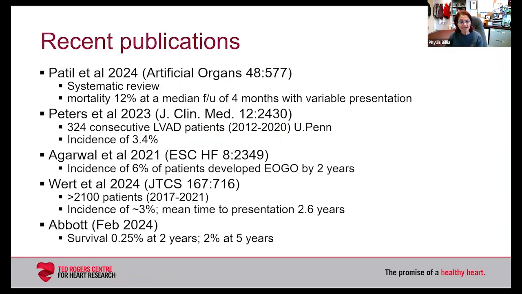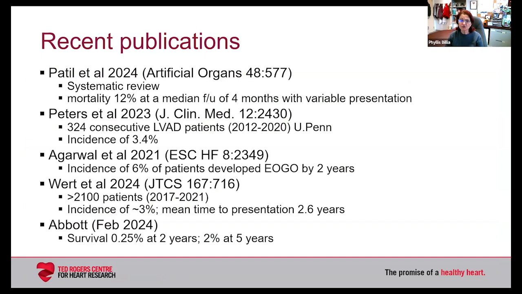If we look at recent publications, there is a systematic review that was just recently published by Patel et al. in Artificial Organs. This is a systematic review of 13 studies. Here, the incidence of outflow graft obstruction is 5%, with a 12% mortality overall.